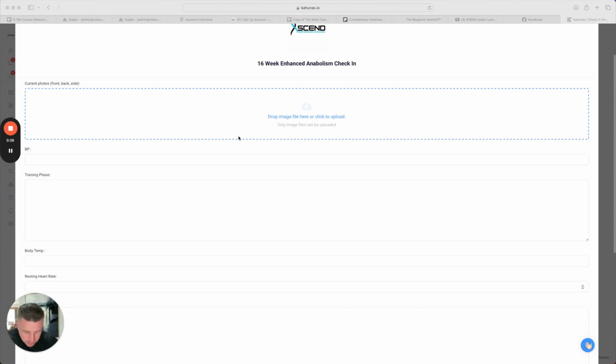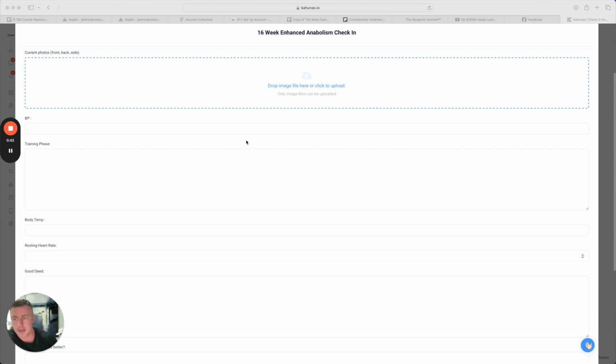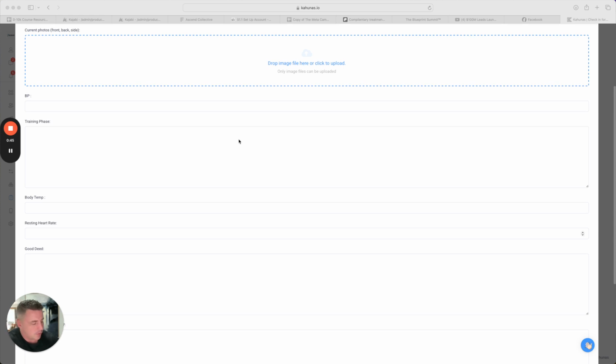Blood pressure, because checking blood pressure is a very important thing in that population to make sure they stay healthy. Training phase, the bodybuilder may be on a different training phase, whether it's a cut or a mass or a bulk, or they might be at a certain week of a mesocycle, and because those mesocycles can go for a long time, they should know where their training phase is.